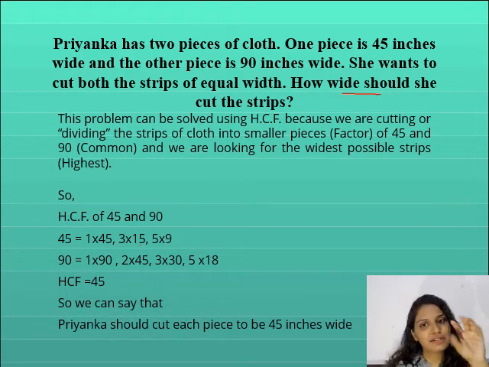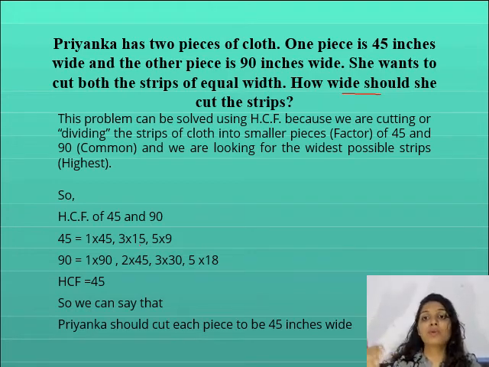This problem can be solved by using the HCF, right? Because they are asking us to divide the two numbers and then find something common. Because we are cutting or dividing the strips of cloth into smaller pieces, and I told you in the beginning that we use this concept of HCF or GCF when we have to divide something into smaller sections or smaller pieces. And we are looking for the widest possible strips, right? Widest means सबसे चौड़ी, means maximum width.